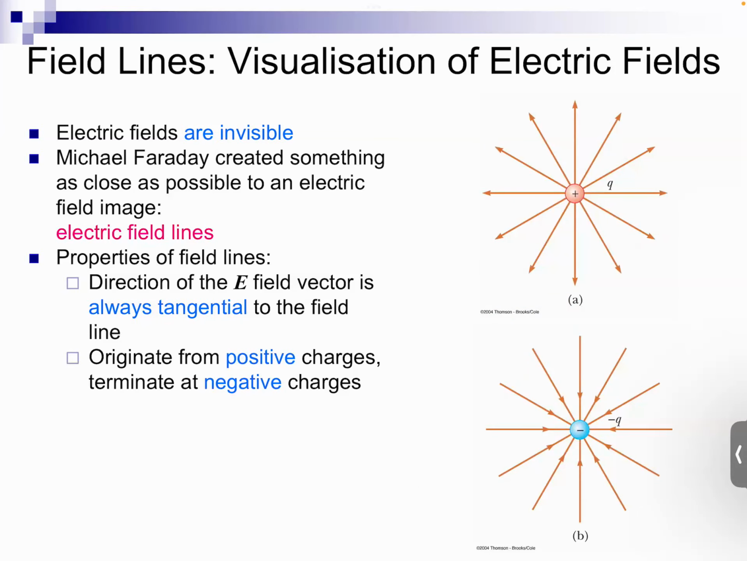Okay, the electric field lines originate from positive charges and terminate at negative charges. So you see here two different charges. Notice how the arrows are pointing away from a positive charge, whereas it's pointing towards a negative charge.